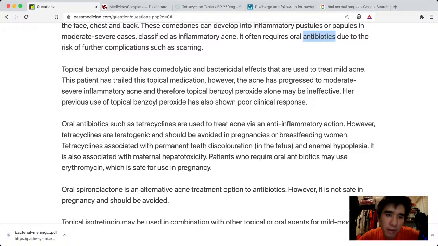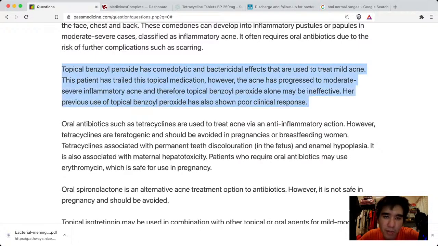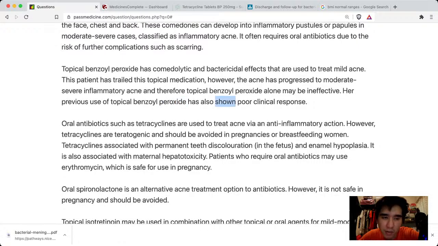This patient has trialed this topical medication. However, the acne has progressed to moderate to severe inflammatory acne, and therefore topical benzoyl peroxide alone may be ineffective. A previous use of topical benzoyl peroxide has also shown poor clinical response.